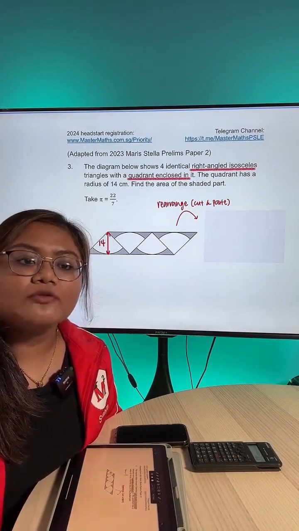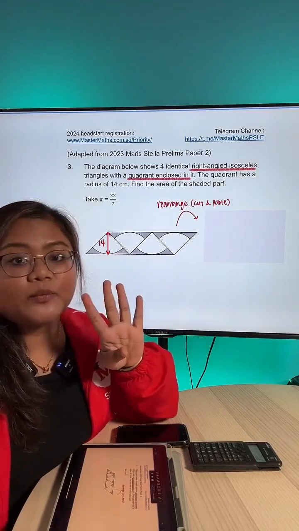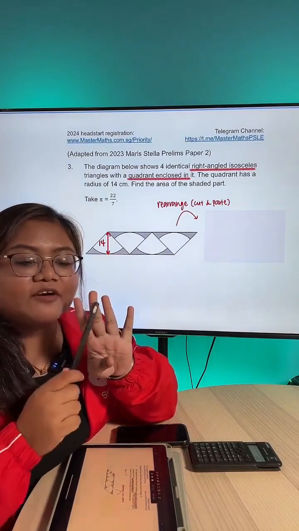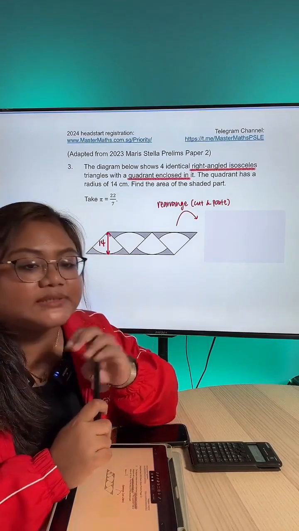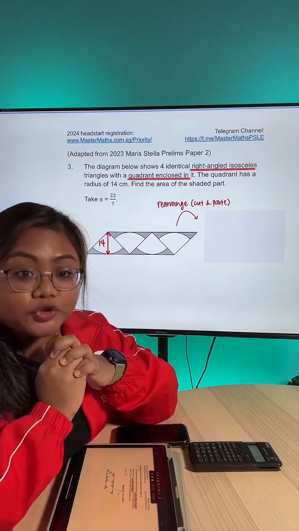How do you think we can arrange what we already have here, bearing in mind that we have 4 triangles? Okay, what can 4 triangles come together to form?